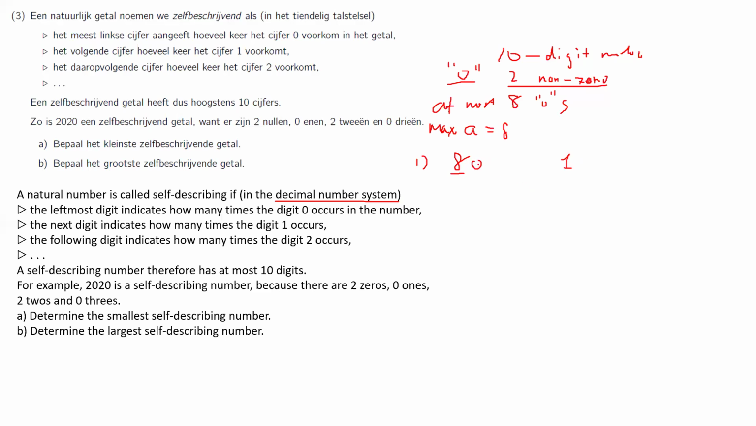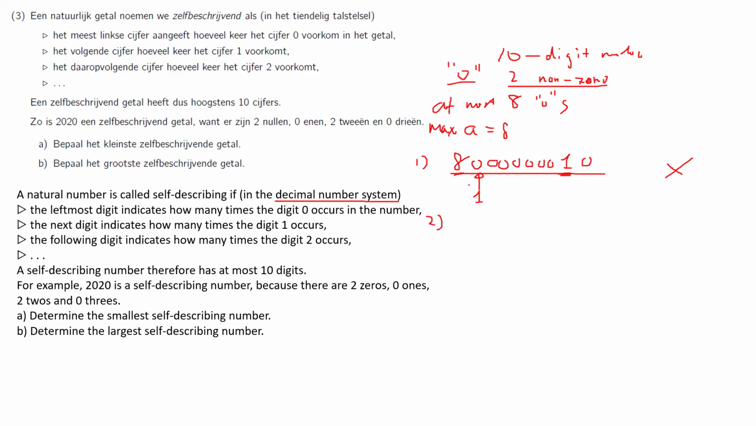So 1, 2, 3, 4, 5, 6, 7, 8, and 9. Something like this. But unfortunately, we have only one. We also have a 1, so the second digit must be 1. That brings us a contradiction. We cannot make this number a self-describing number because the second digit must be 1, right? So that is not possible.